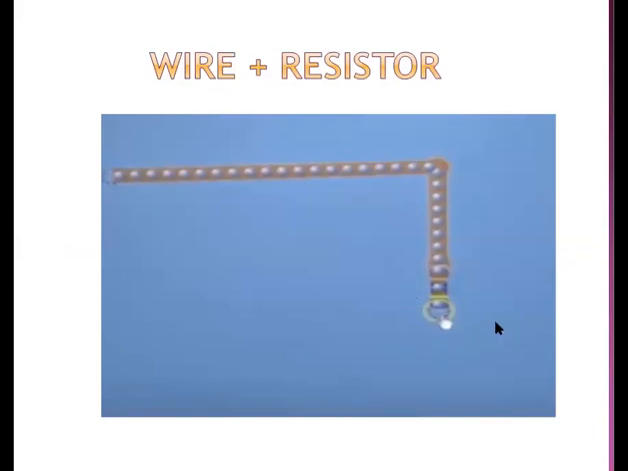A resistor is like dirt in your water pipe. It will not allow the water to flow. Likewise, a resistor hinders the flow of the current. So it will not allow the current to flow freely.